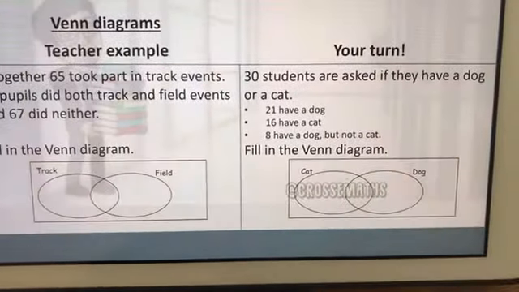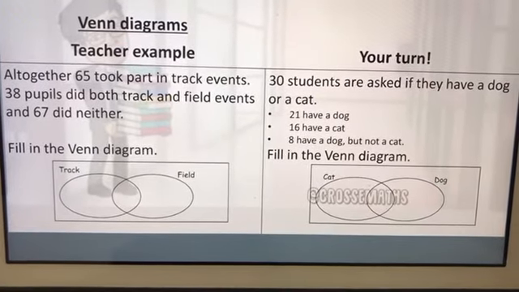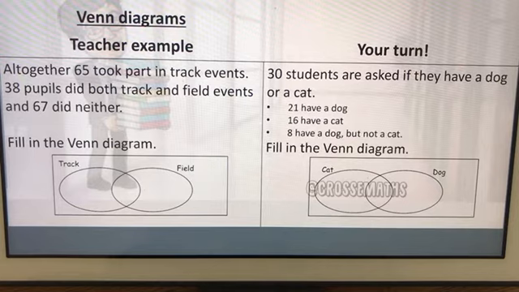What you normally have is one that looks like this. Okay, it's a little bit different. So, if I look at the left-hand side, altogether 65 people took part in track events, 38 did both track and field events, and 67 did neither. Okay, so this is what we've got to fill in the Venn diagram. We've got to try and fill it in using the information we've got.